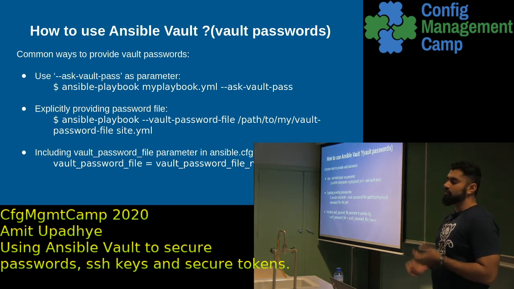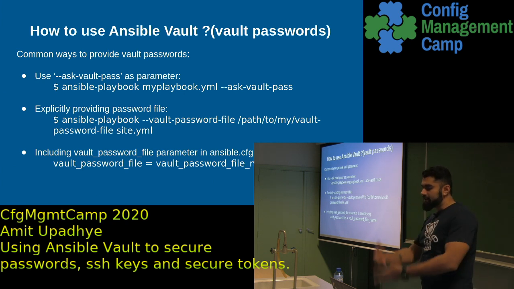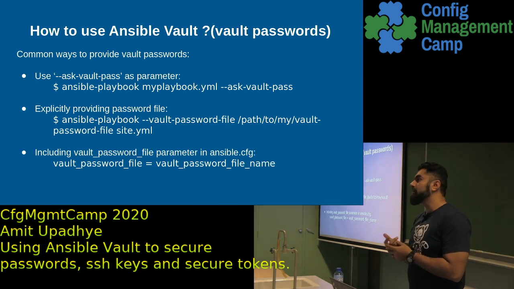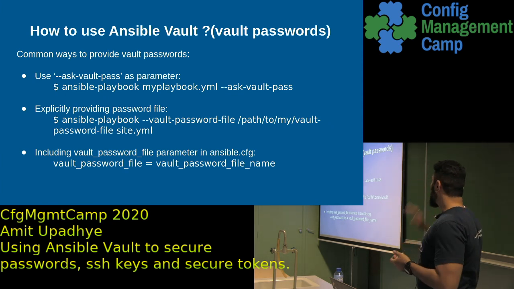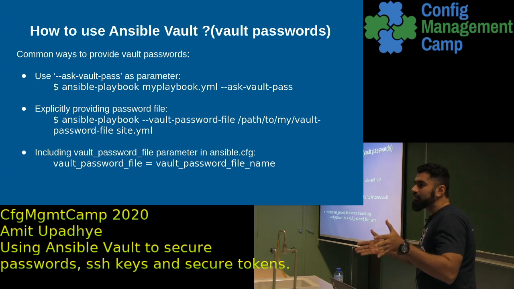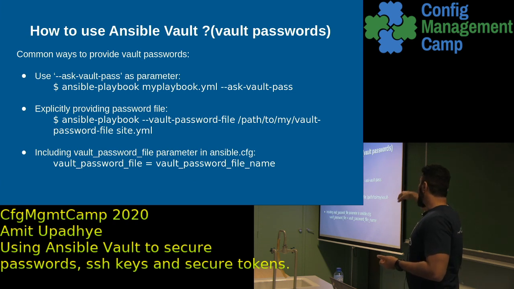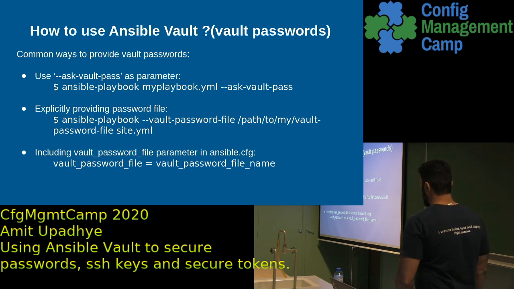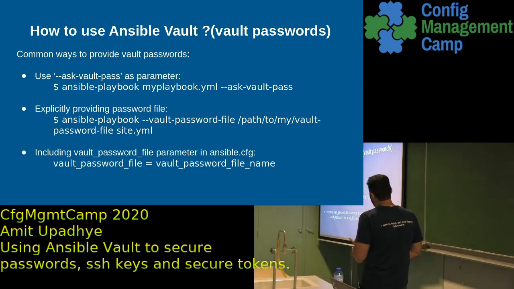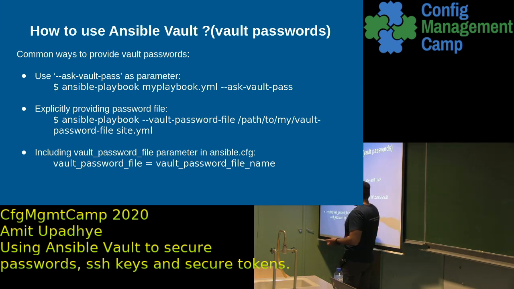Now you got the variables encrypted, you got the files encrypted. The next thing is how you are going to pass the password. So the very basic thing is you're going to use the ask vault pass option, but it is not going to help you when you do automation, because each and every time your script should not be waiting for the password to execute completely. You can use vault password files, and there are multiple ways to do that. You can either save the password in a separate file and pass it with vault password file, or it is also possible to provide the same parameter in ansible.cfg.